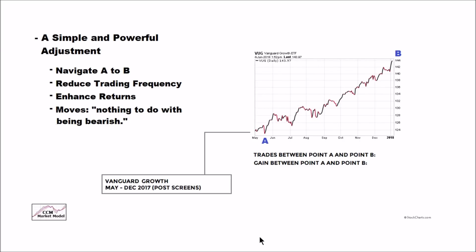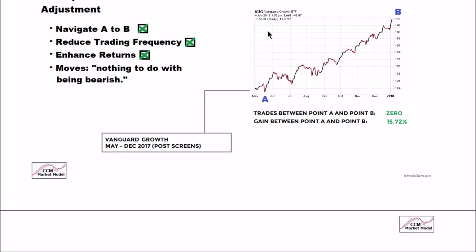To provide another example, one of the other major positions that we added to the portfolio as a result of the simple and powerful adjustment in May of last year, or the new screens, was the Vanguard Growth ETF. How did we do managing against these objectives that we outlined in May of last year? We said we wanted to navigate between point A and point B. We bought the position, classified all of this as volatility to ignore, and still hold the position today. Trading frequency, excellent. We've made no trades so far, and the returns are favorable with a gain of almost 16% as of January 4th, 2018.